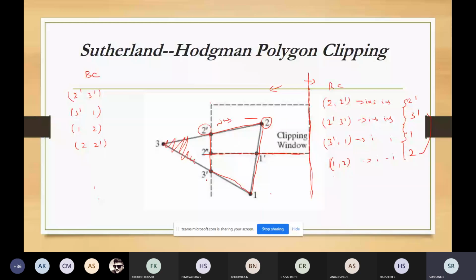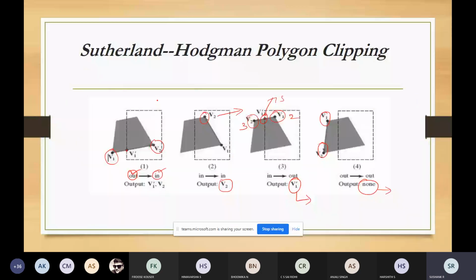So when I have 2 dash, it means inside; 3 dash means outside; 3 dash outside, 1 outside. Again, 1 outside, 2 inside. Again 2 dash inside, inside. So like this I will get the points with respect to the bottom clipper, inside, outside. When it is in and out, it means the boundary intersection.